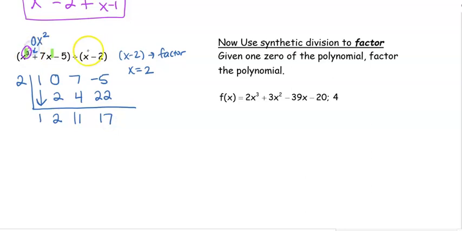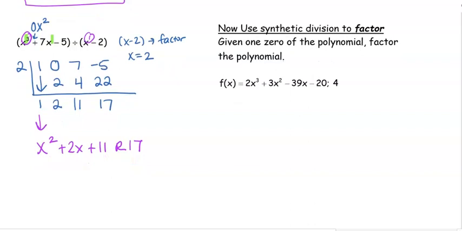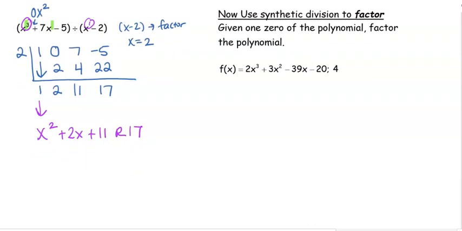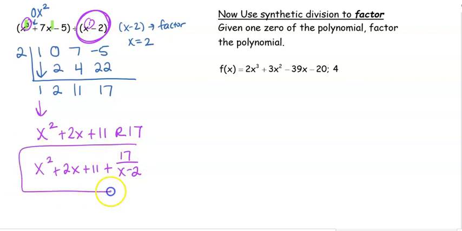Remember, we started with x cubed. We divided out 1 degree, so 3 minus 1. This means that I have 1x squared plus 2x plus 11 with a remainder of 17. Since I have a remainder, it is not an x-intercept. It's not a solution. I can still divide it though. It's like a messy number. So when we write this as our final answer, we put the remainder over that divisor.